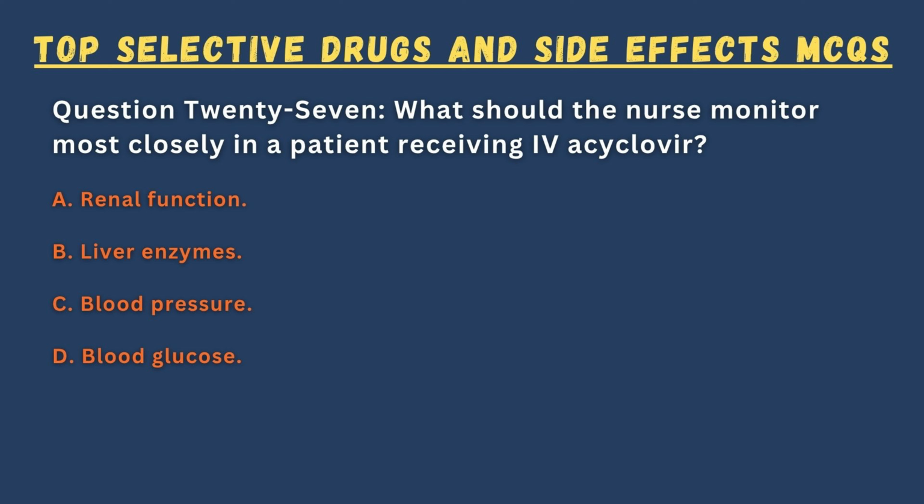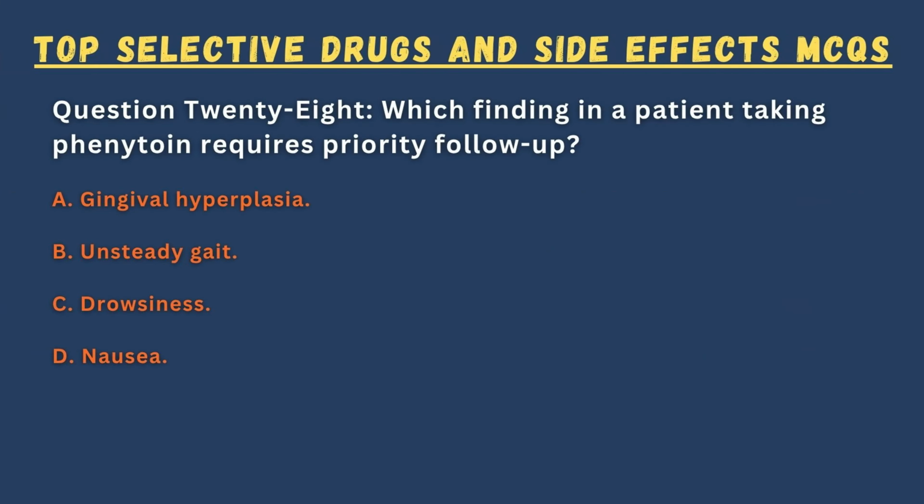Question 27. What should the nurse monitor most closely in a patient receiving acyclovir? A. Renal function. B. Liver enzymes. C. Blood pressure. D. Blood glucose. Answer: A. Renal function. Question 28. Which finding in a patient taking phenytoin requires priority follow-up? A. Gingival hyperplasia. B. Unsteady gait. C. Drowsiness. D. Nausea. Answer: B. Unsteady gait.